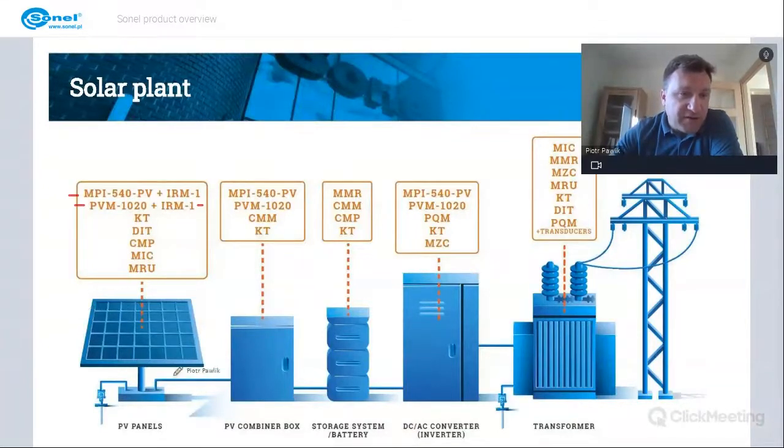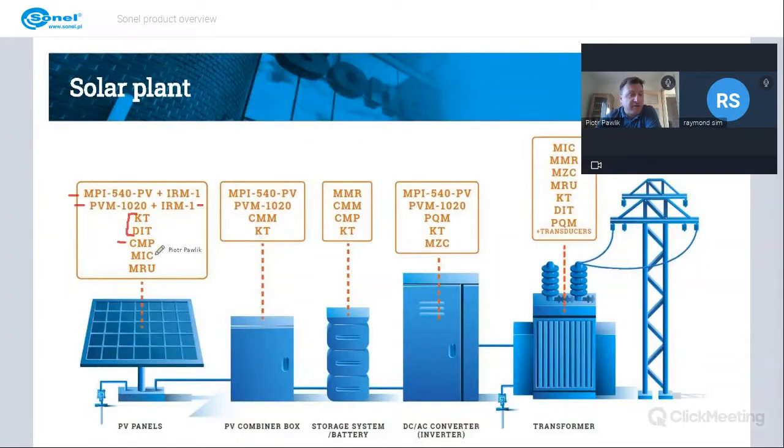To check for any hotspots on the panel, we can use either a thermal imager or the infrared pyrometer, so KT series or DIT series. We can check what is the current flow. So for that, clamp multimeters, CMP series. We can also check insulation resistance of cables here connecting the solar panels. So that's the MIC series, and the grounding with the MRU meters.